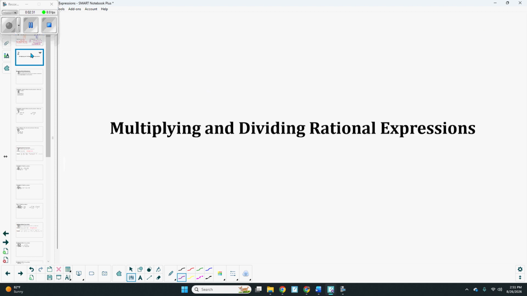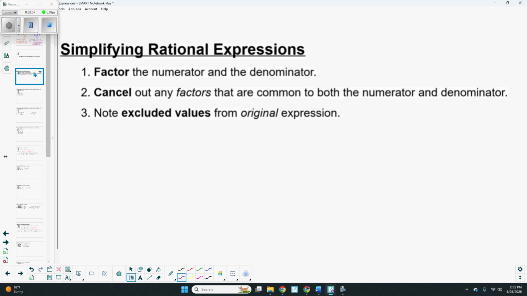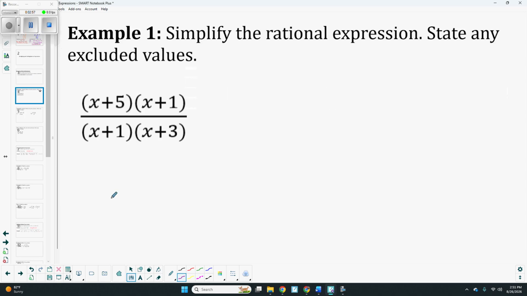So now getting into multiplying and dividing rational expressions. We're going to factor the numerator and denominator first. We're going to cancel out any factors that are common to both the numerator and denominator. And we will note any excluded values from the original expression, right? What could x have not been at all? So already from the original expression, x can't be -1 and x can't be -3 because those would both make the denominator 0.